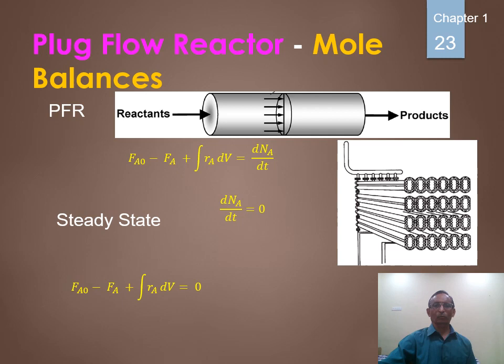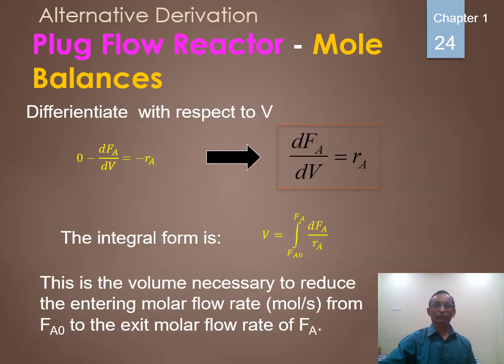Fa0 minus Fa, this is the mole balance equation. Here the steady state means dNA by dt equal to 0. There is no accumulation. So these three terms we are going to consider here.